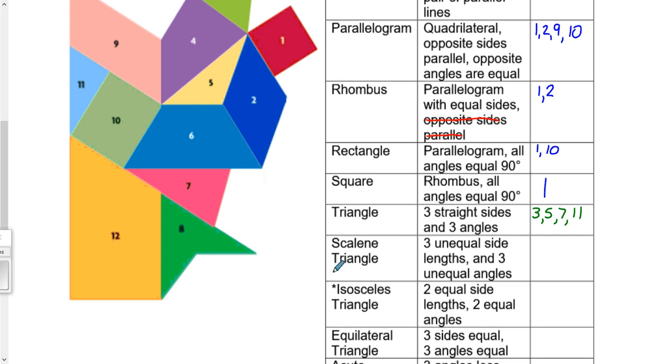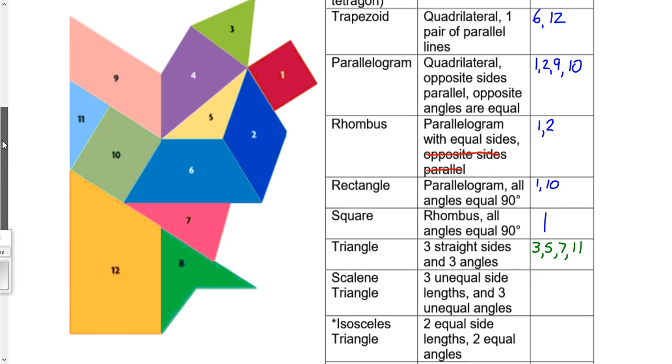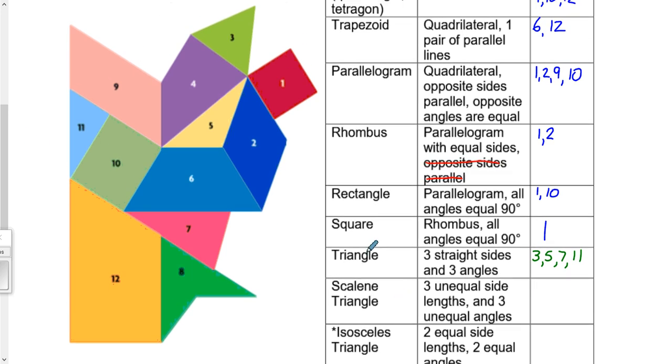So a scalene triangle is one of those things that we've been dealing with in previous years. It just means that it has 3 unequal side lengths, and because we have 3 unequal side lengths, it also means we have 3 unequal angles. Well, it has to be a triangle. Well, all the angles look like they're equal, and all the sides are the same. So it's definitely not a scalene triangle.